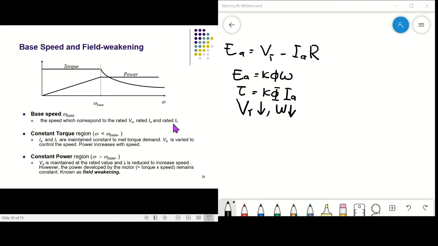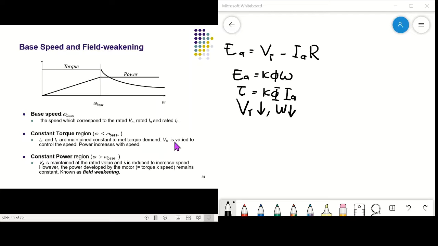Biasanya rated ni kita dapat kalau soalan dia ada bagi, stated here adalah the rated value. And then we have a constant torque region. Here the constant torque region, so speed below the base speed, IA and IF are maintained constant to meet torque demand.